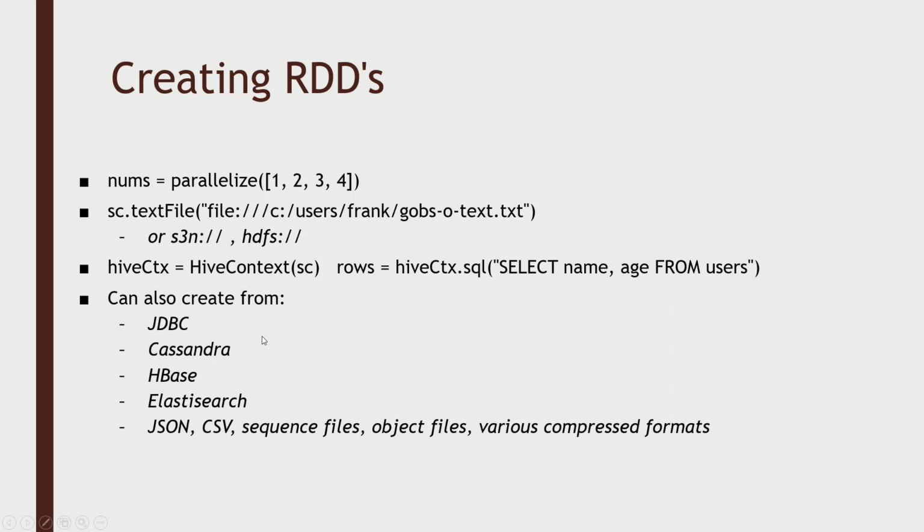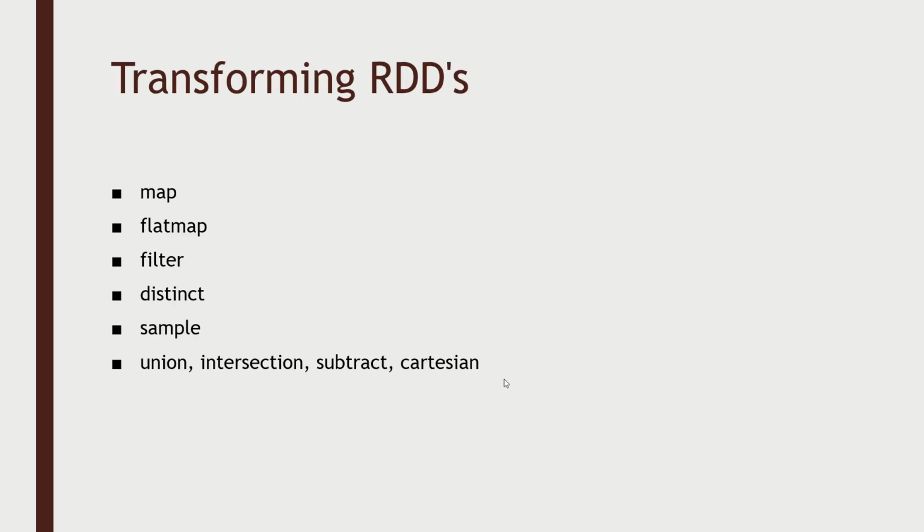And you can also create RDDs from any database that's connected to JDBC, from Cassandra databases, from HBase databases, from Elasticsearch, from actual structured data files like JSON or CSV or sequence files or object files, and all the different compressed formats that Hadoop supports. So basically, you can create an RDD from big data from pretty much any data source that you can dream up. Spark's very extensible in that way. Once you have an RDD, what do you do with it?